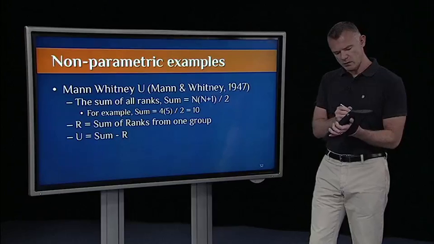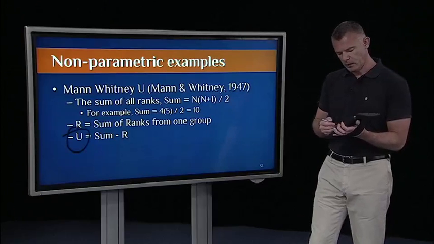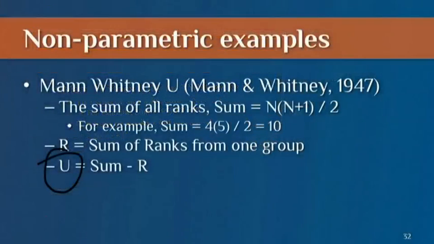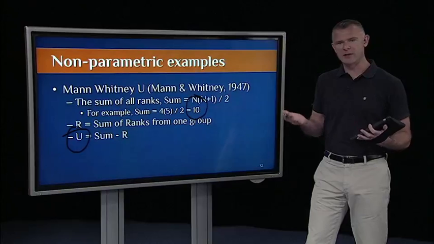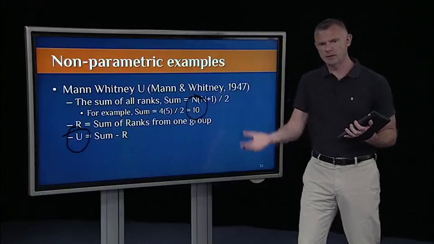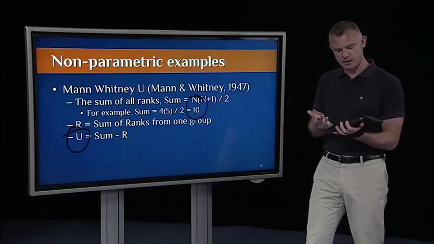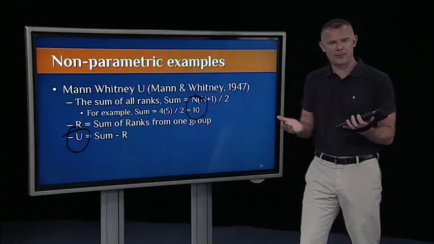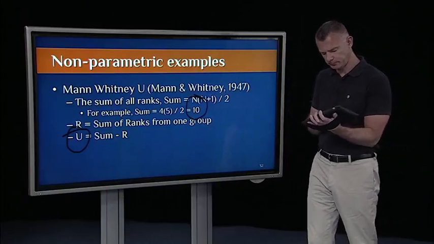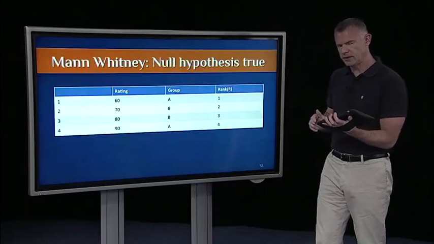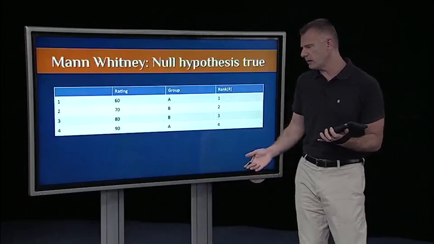The Mann-Whitney U value is the highest possible sum you can get, this value, minus the sum of ranks from one group. So if it's sort of split half and half, so some of them are at the top and some are at the bottom, then we're going to get a U value that's about half of the highest possible sum. So again, let's illustrate that really simply with just 4 raters.